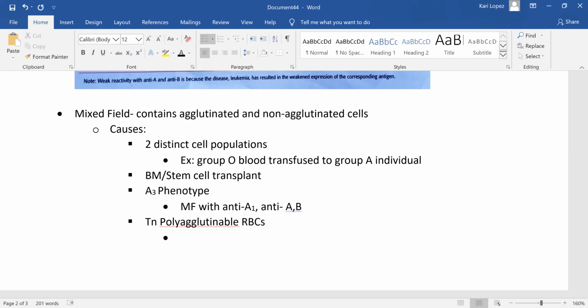Then you've got your Tn polyagglutinable red blood cells, and that is an acquired disorder, and it's caused by a mutation.